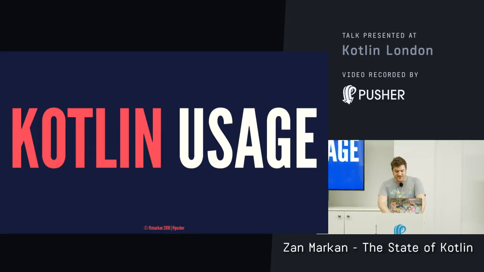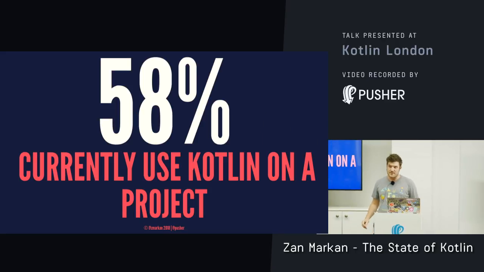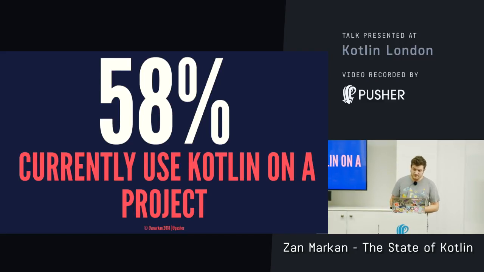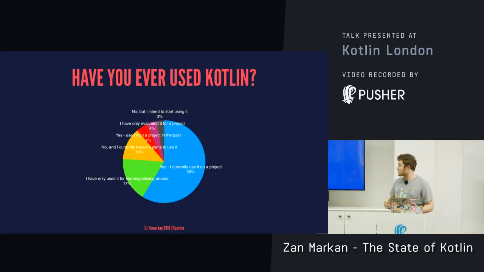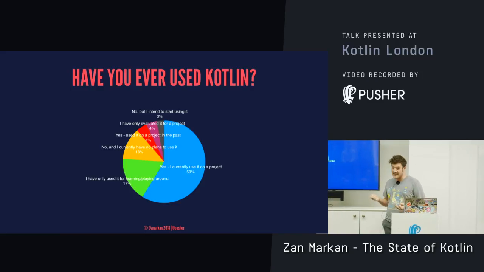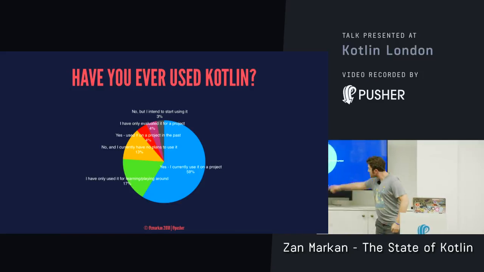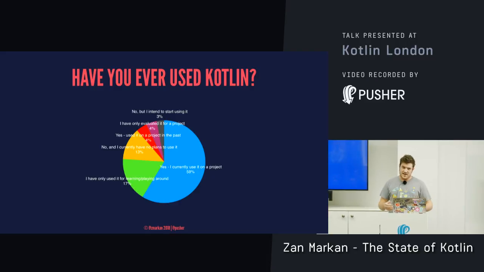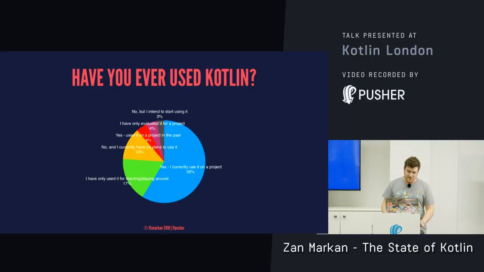Let's look at the usage first. 58% of people currently use Kotlin on a project. It's quite remarkable. People who don't use it currently on a project have maybe used it for learning or playing around. That's like 17% of those. And 13% of surveyed people say they have no plans and they haven't used it so far.